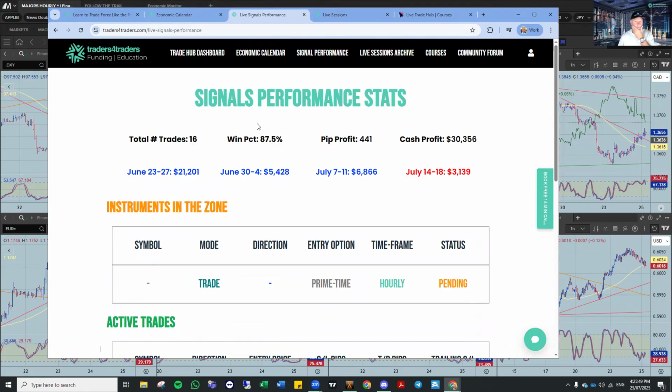The live signals, right? We've really put these into gear over the last month, and they are performing probably a little bit better than I actually expected. But this comes back to market conditions, right? So over the last month, there's only been 16 trades. We are selective with the trades we put on, right? The win percentage is 87.5, 441 pips, and the cash profit 30,000 US, right?